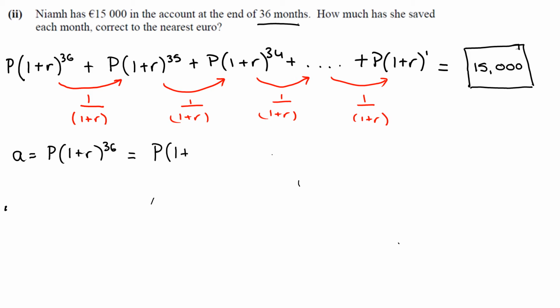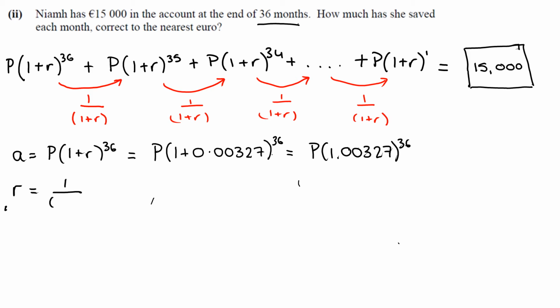So we have 1 plus, now be careful, this should be in decimal form. So it's 0.00327, and that is to the power of 36. P bracket 1.00327 to the power of 36. That's my first term. Second thing it needs is r, which is the common ratio, which is 1 over 1 plus r, which is going to be 1 over, we just worked that out, 1.00327. You can do it to the power of minus 1 if you want, but it's absolutely fine like this. We're going to sub it into our formula.